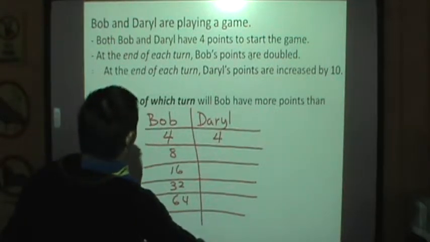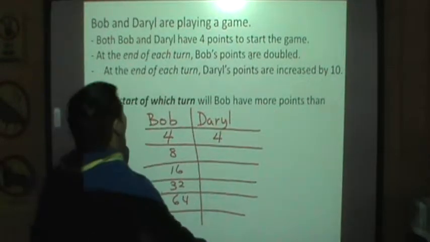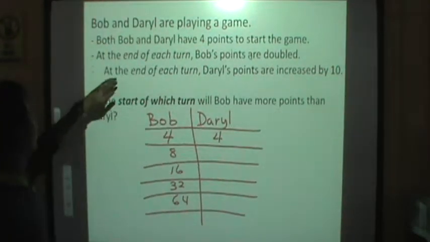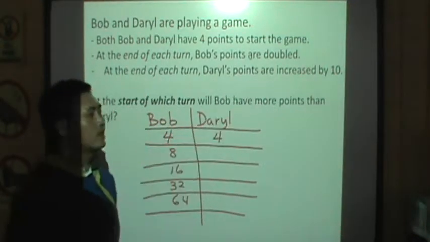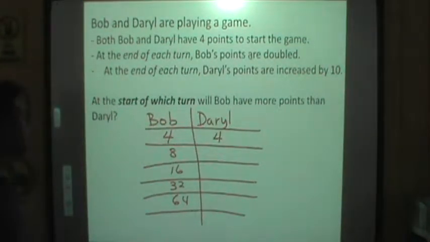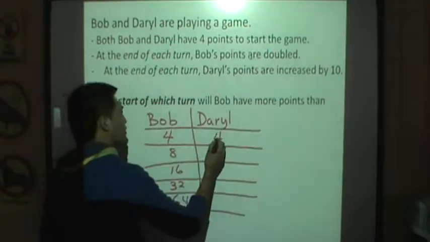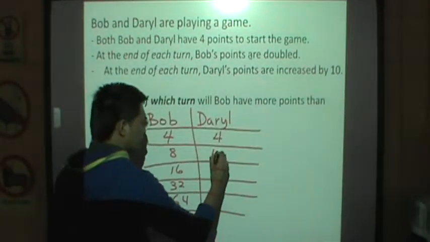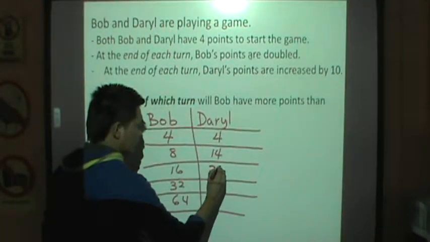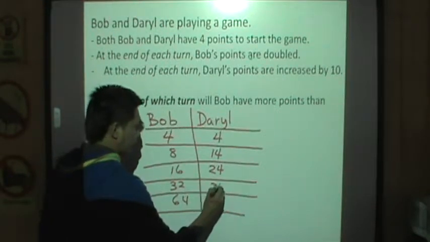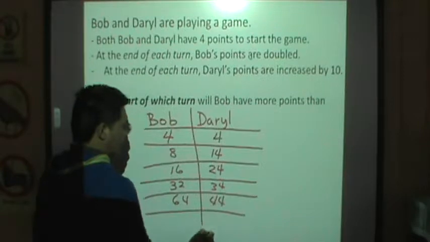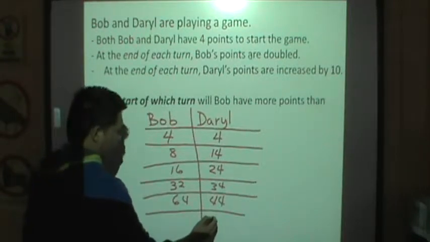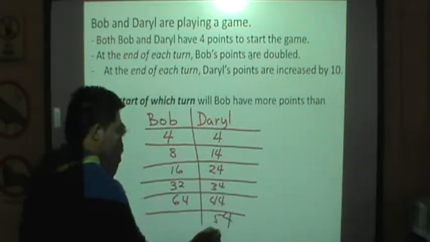Now, how about Daryl's points this time? At the end of each turn, Daryl's points are increased by 10. So that means here we just add 10, and it becomes 14. Add 10, it becomes 24. Add 10, 34. This is 44, and so on. And then 54, and so on.